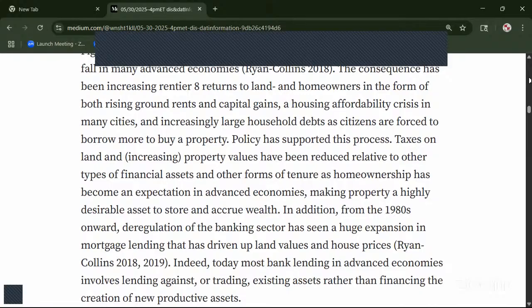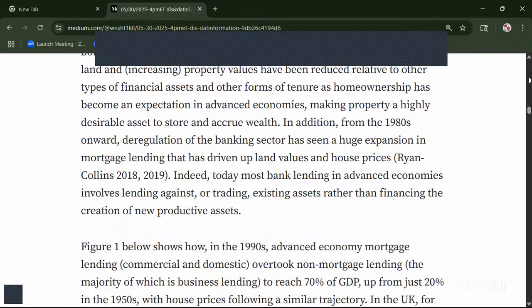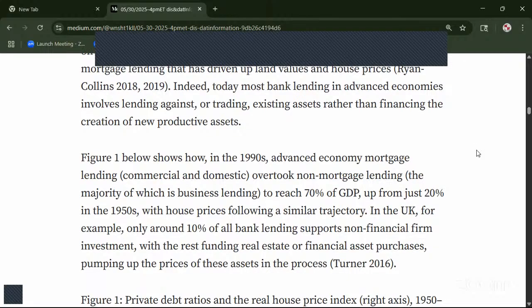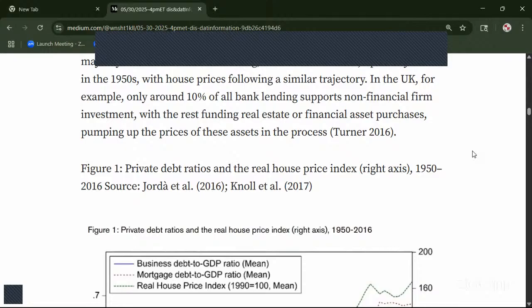Indeed, most bank lending in advanced economies involves lending against or trading existing assets rather than financing the creation of new productive assets. Now, figure 1 below shows how in the 1990s, advanced economy mortgage lending, that is commercial and domestic, overtook non-mortgage lending, that is the majority of which is business lending, to reach 70% of GDP, up from about 20% in the 1950s, with house prices following a similar trajectory. In the UK, for example, only around 10% of all bank lending supports non-financial firm investment, with the rest funding real estate or financial asset purchases, pumping up the prices of these assets in the process. And here is the figure 1, which shows private debt ratios and the real house price index on the right axis.